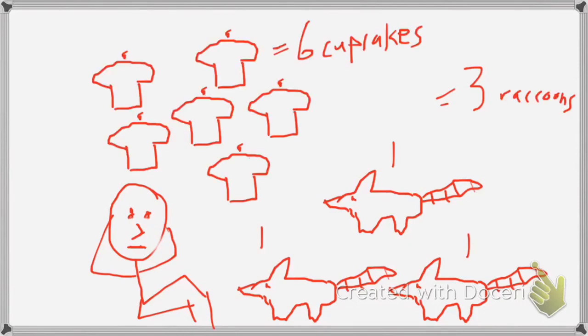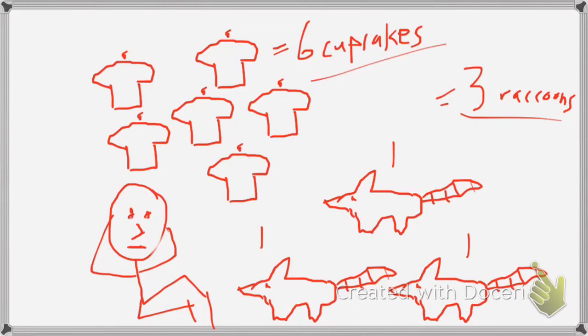Now, let's say to appease them, I offer them cupcakes. And I just happen to have 6 cupcakes on hand. Now, 3 raccoons plus 6 cupcakes doesn't mean anything. I don't have 9 of anything. What, 9 rack cakes or 9 cupcoons? It doesn't make any sense.